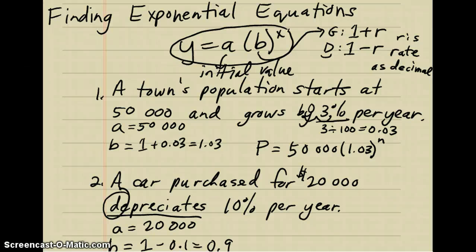So the equation now is, let's say, value equals 20,000 times 0.9 exponent n, the number of years. And there we are. And again, I can ask you more questions about it. I'm going to scroll down.